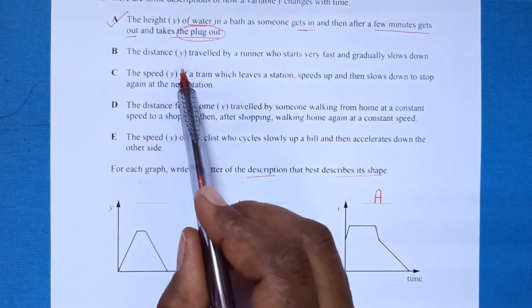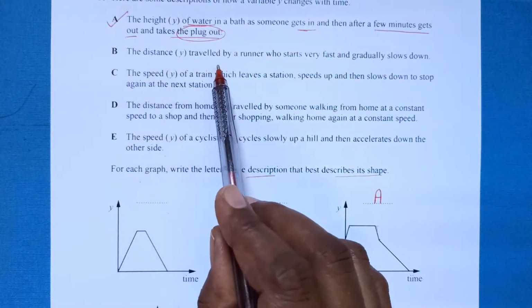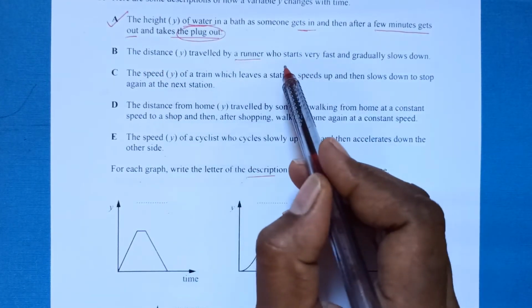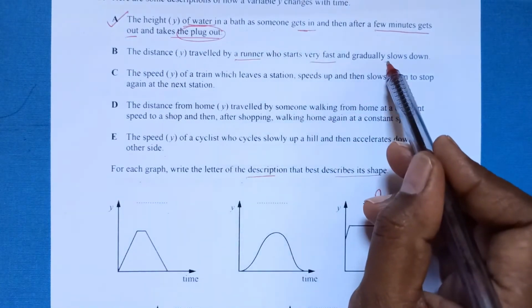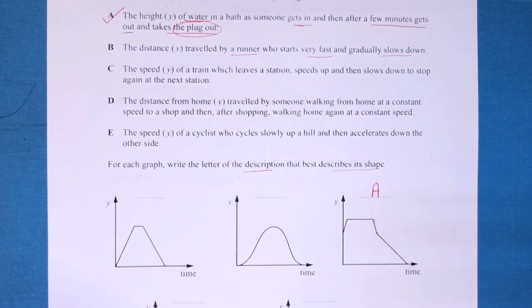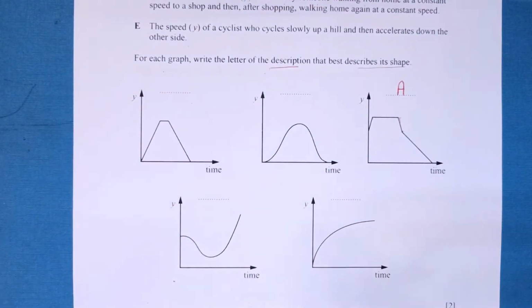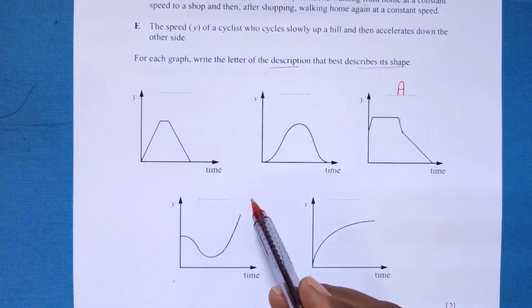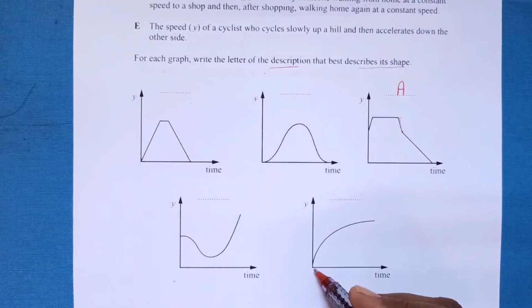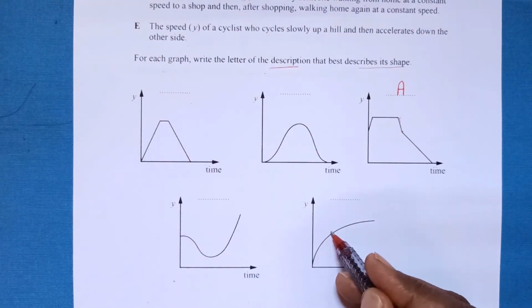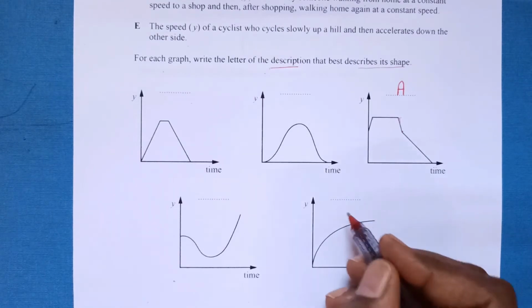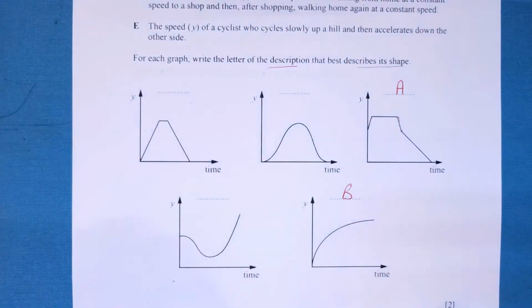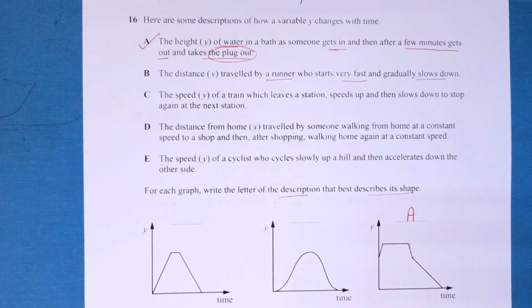Now B, the distance y traveled by a runner who starts very fast and gradually slows down. So you can see what graph is here, which is rising up and slows down. So this is going back, this is also coming back, this is just going up. So this is the graph that will be like he's running fast, then he slows down. So we can write down here B. So we are done with B.